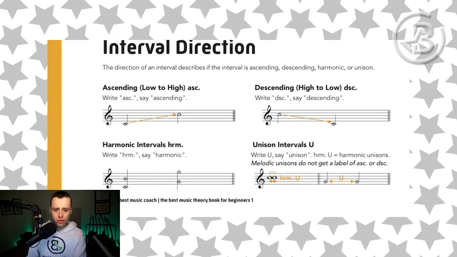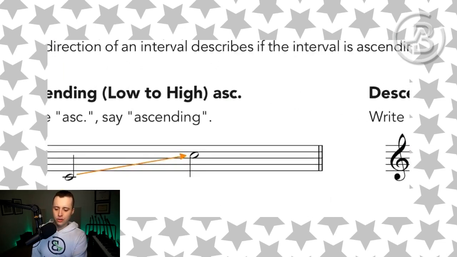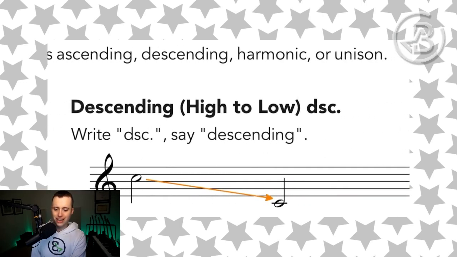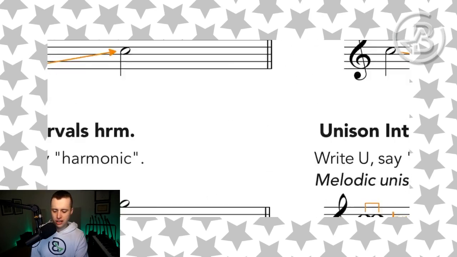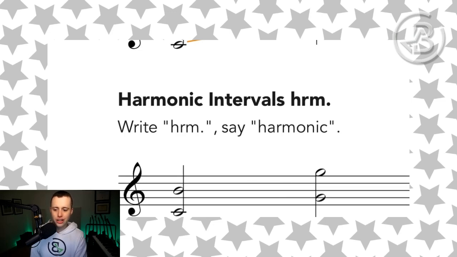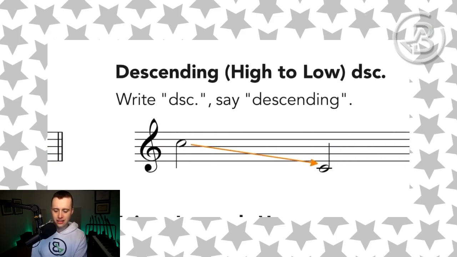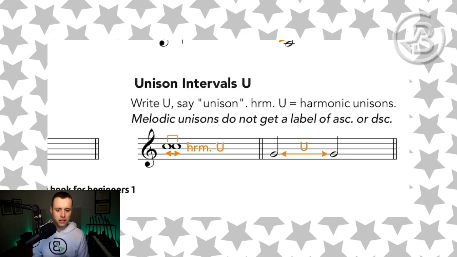So within our interval directions, we have three abbreviations that we're going to use to describe our interval directions. For ascending intervals, we're going to write the abbreviation ASC. For descending intervals, we're going to write DSC. And for harmonic, we're going to write HRM. So harmonic is HRM, ascending is ASC, and descending is DSC. We don't call unison ascending or descending, they're just unison. They're either harmonic or they're just plain old unison.